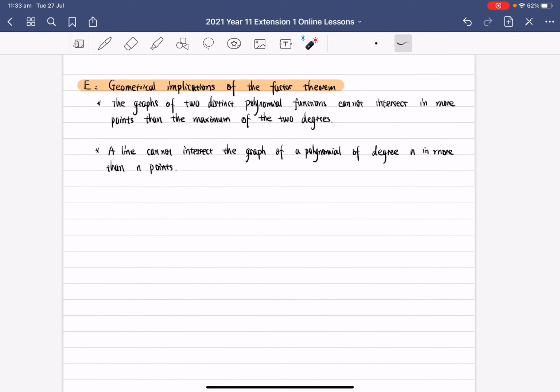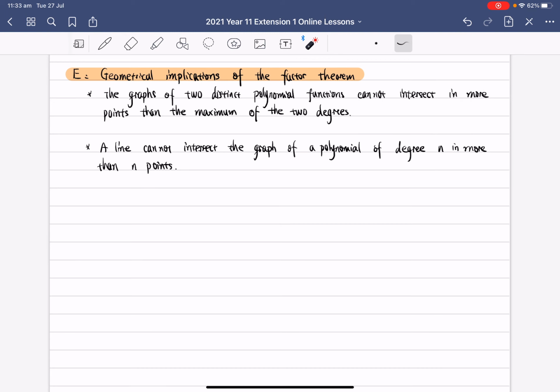All right, so this is the last one, the geometrical implication of the factor theorem. It's actually pretty important that everyone knows. The first one is: the graph of two distinct polynomial functions, distinct in their difference, cannot intersect in more points than the maximum of the 2 degrees.